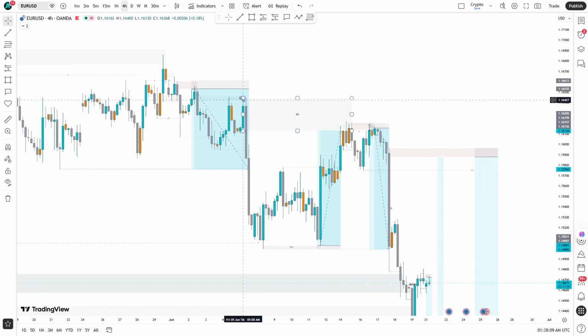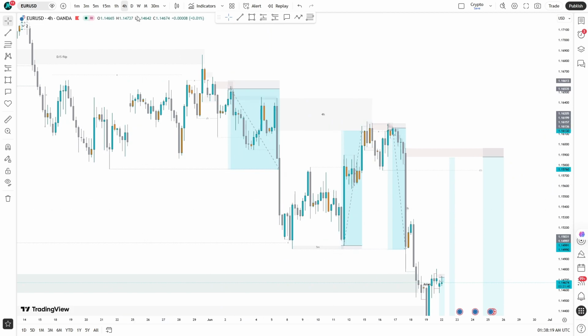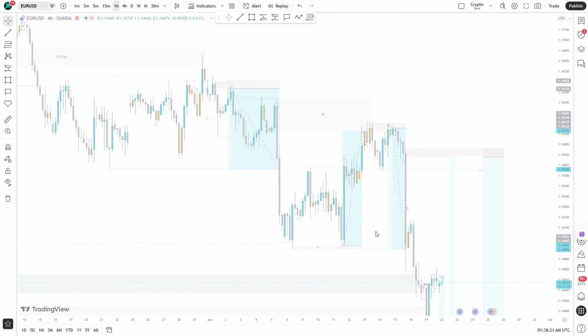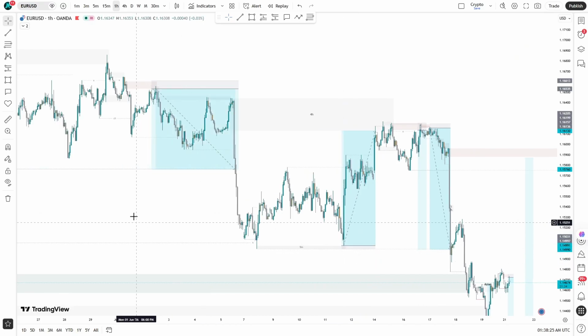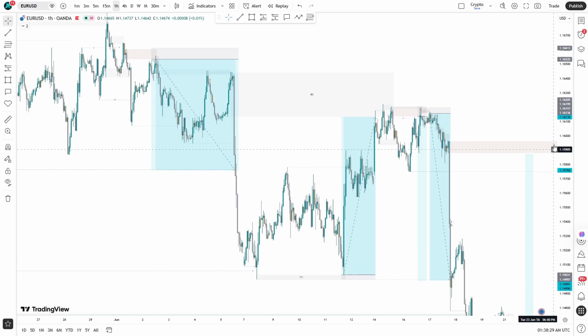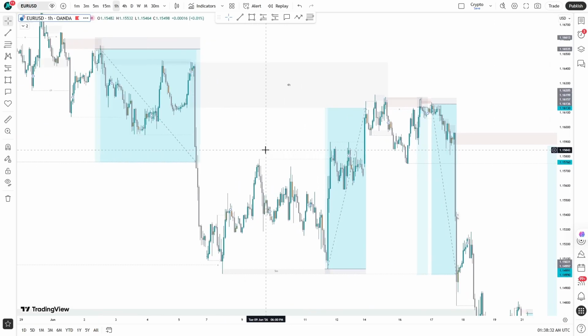This is the 4 hours, sorry, not 4 hours demand, 4 hours supply. This is what the 4 hours supply looks like, where we took profit for this one. Let me go down to the previous time frame. So this is the 1 hour time frame. I will go down to the lower time frame to show you what our entry looks like.